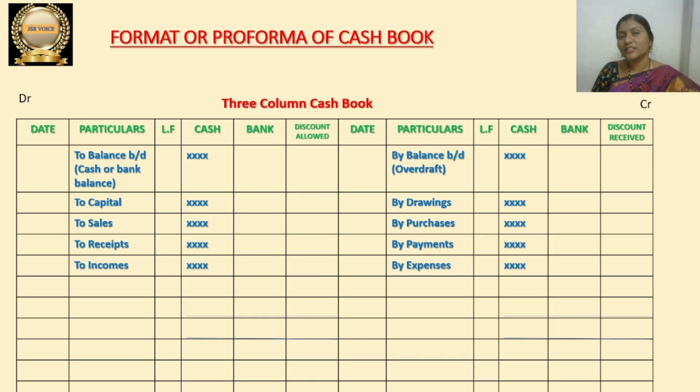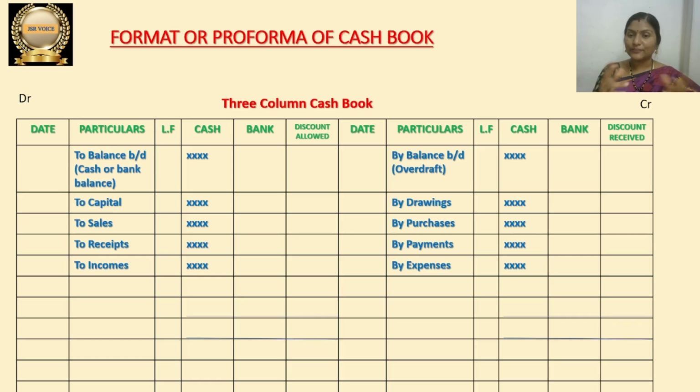If 2 amount columns are there, we call it a 2-column cash book. If a single amount column is given, then we call it a single column cash book or simple cash book. So this is the 3-column cash book format. In a 3-column cash book, 3 amount columns are drawn, in a 2-column cash book 2 amount columns, and in a single column cash book 1 amount column. But the transactions we record on the debit side as well as on the credit side are the same in all the 3 books.